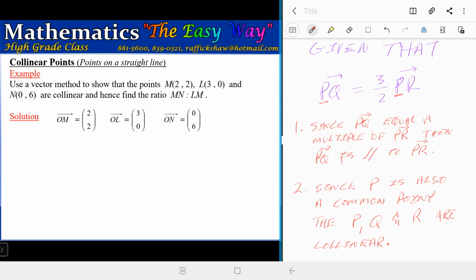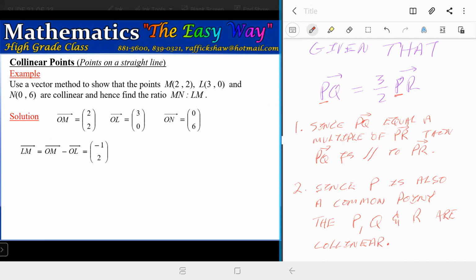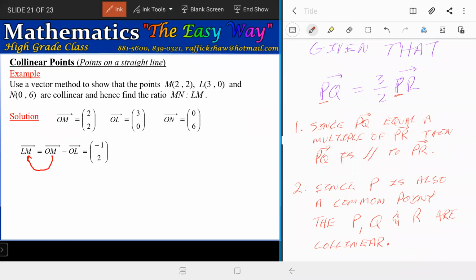Then I'm finding the vector LM first. Remember, LM is O times the last minus O times the first. So it's OM minus OL. So it's this one, OM, minus this one, OL. 2 minus 3, that's -1, and 2 minus 0, that's 2. So that's how we get the LM.